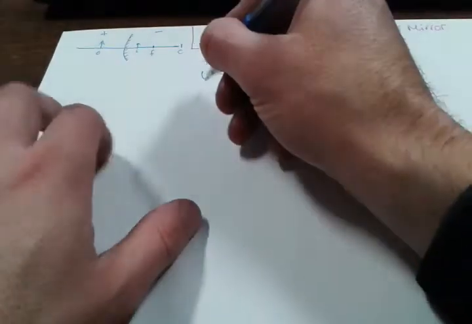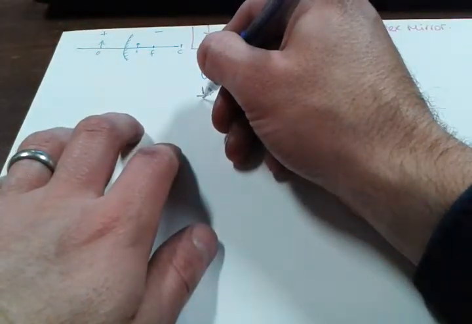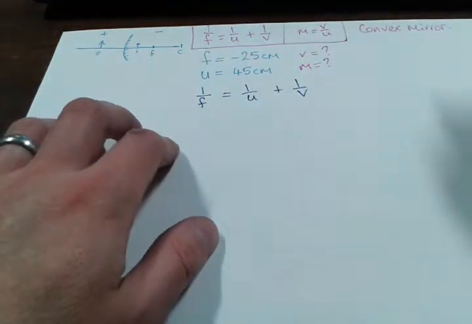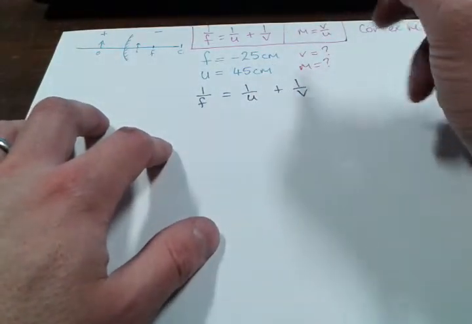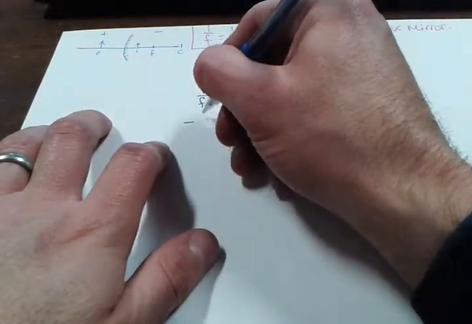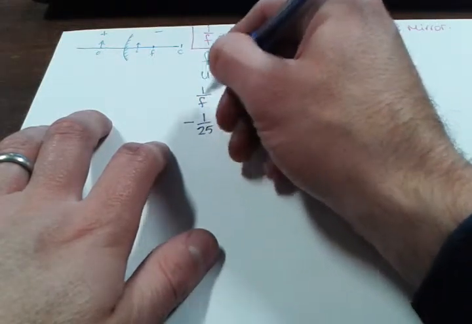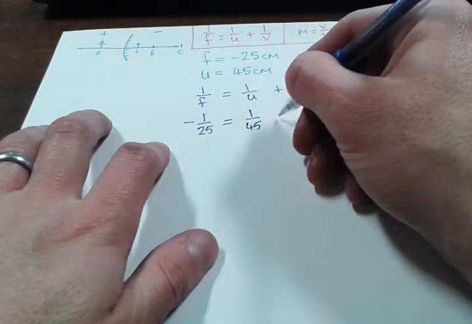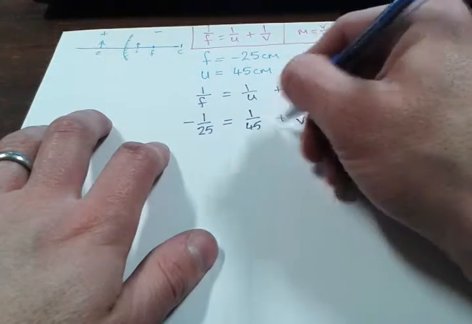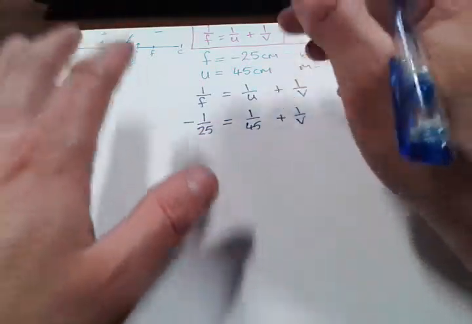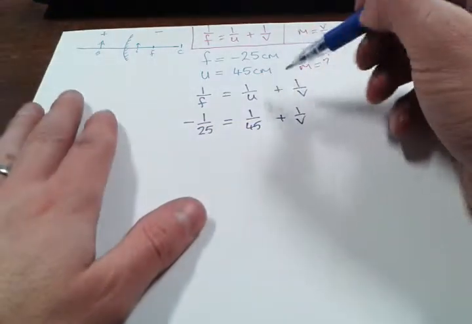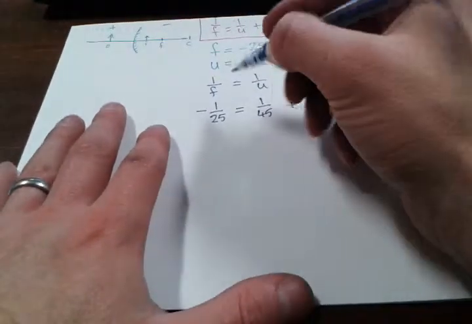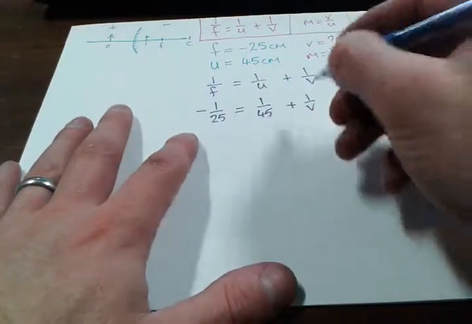1 over f is equal to 1 over u plus 1 over v. We start with the same formula as ever, but now we're going to sub in some negative values. So this is going to be minus 1 over 25, because we put the 25 in for f, is equal to 1 over u, which is 1 over 45, plus 1 over v. We're okay to keep this positive because, because of the way we're using the equation, we should get a negative value for v at the very end. So let's keep going and see if that's what happens.